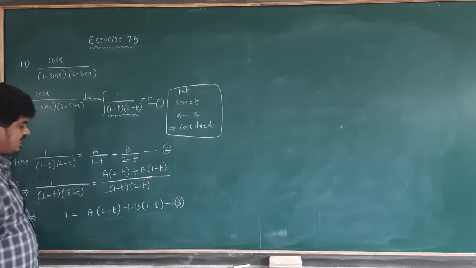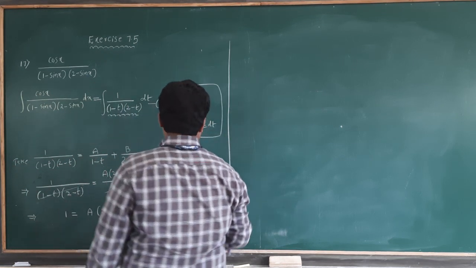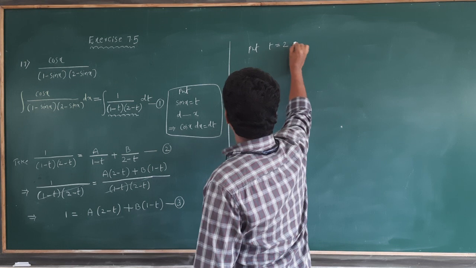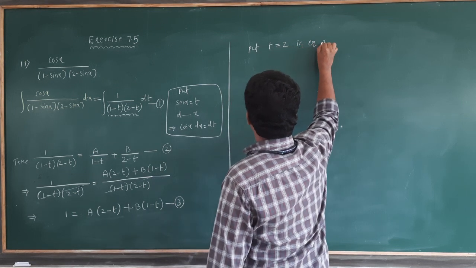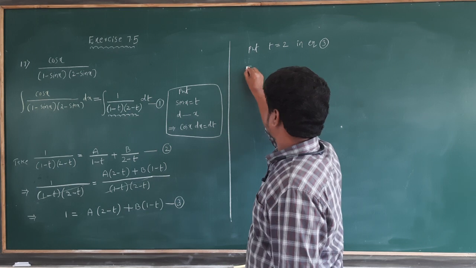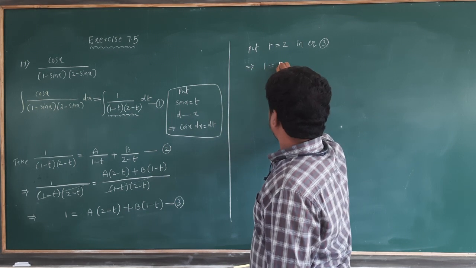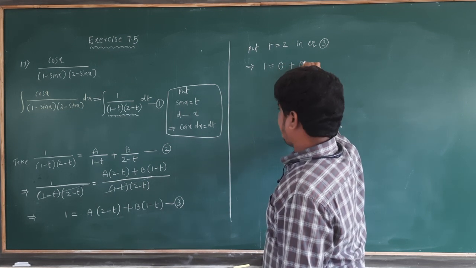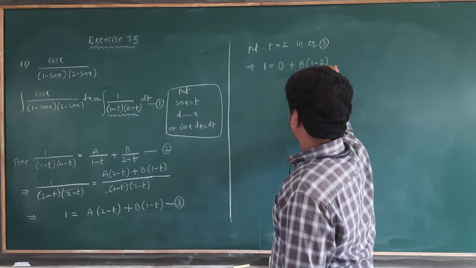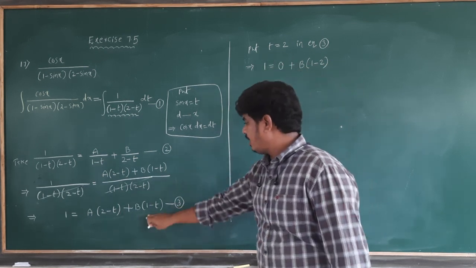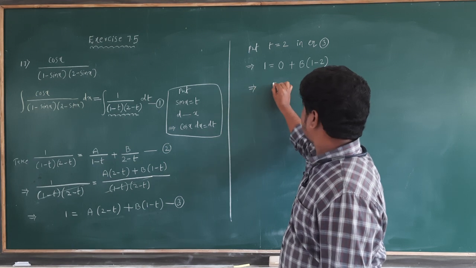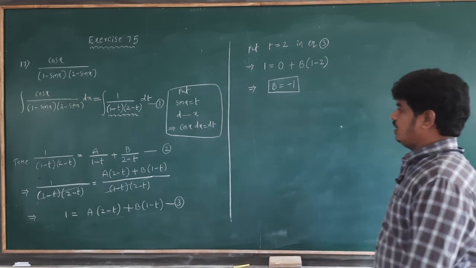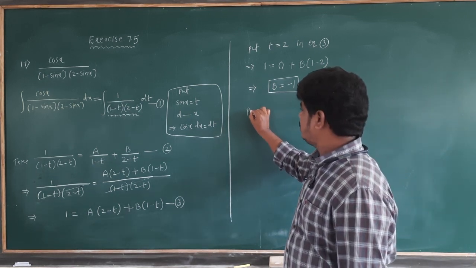So, put t equals 2 in equation 3. So what is the left side? 1. 1 is equal to, that first term will become 0. 0 plus b into 1 minus 2. T is 2 now, so 1 minus 2. From this what do we write? B is equal to minus 1. B equals minus 1.